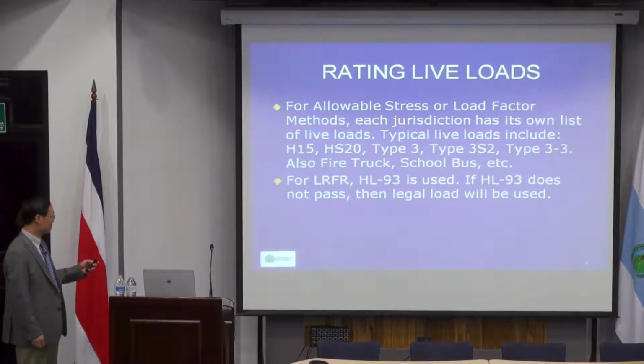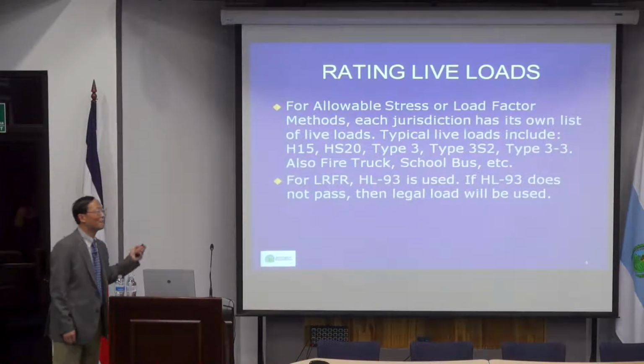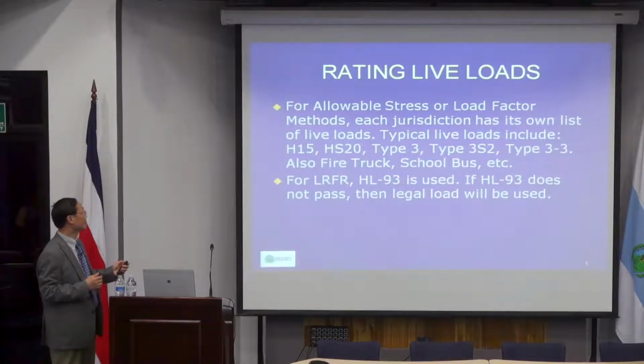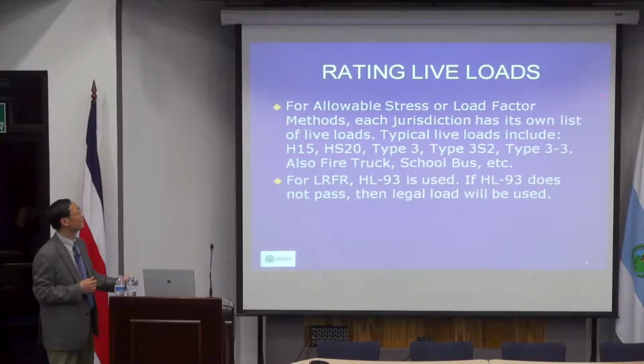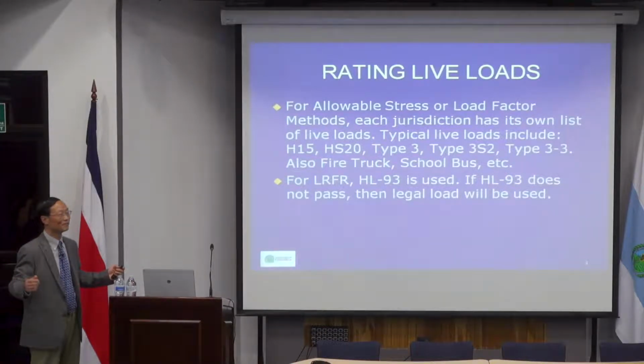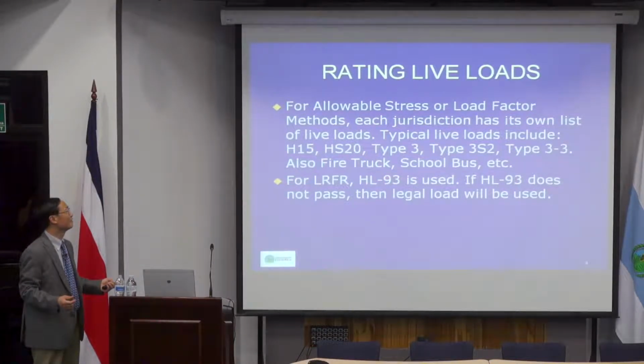Again, there are 3 types of rating and 2 codes. The allowable stress and load factor methods are what we call the old AASHTO code. We also call it the standard specifications. These are the same book. When you do that, you need to rate many, many different varieties of vehicles. Actually, the example I gave you early this morning shows different vehicles, different types. For LFD, there's only one truck, called HL93, which is like a standard truck, and then you only need to rate for one. So that's why LFD rating is much easier.